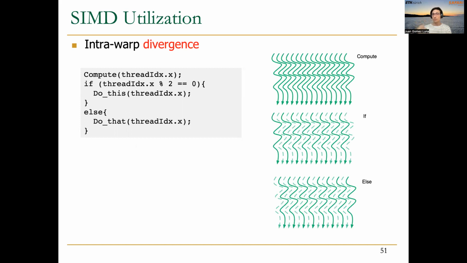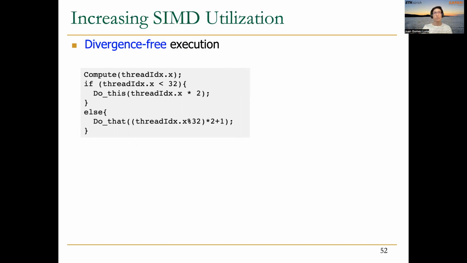But now imagine that we have two entire warps here, 64 threads, and we assign elements to the threads in a different way, in a way that all threads with thread ID less than 32 do this, and threads with thread ID greater than 32, 33, etc., do that.